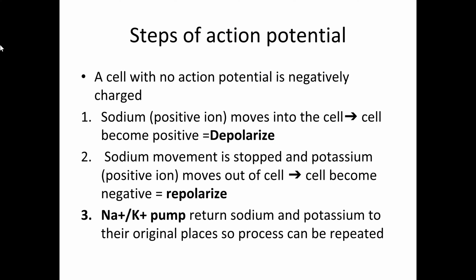Now let's go ahead and read our steps. A cell with an action potential is initially negatively charged. Then sodium, a positive ion, moves into the cell, and the cell becomes positively charged. It's called depolarization. Then sodium movement is stopped, and potassium moves out, and the cell becomes negatively charged, called repolarization. Then the sodium-potassium pump returns sodium and potassium to their original places, so the process can be repeated. So that's our 3 steps in the action potential.